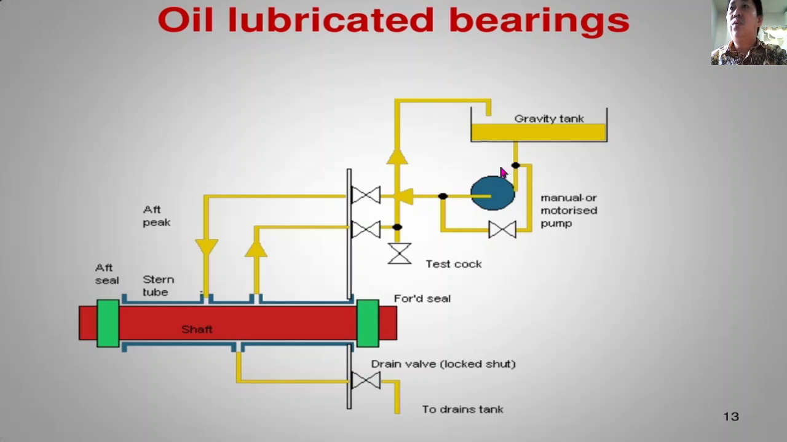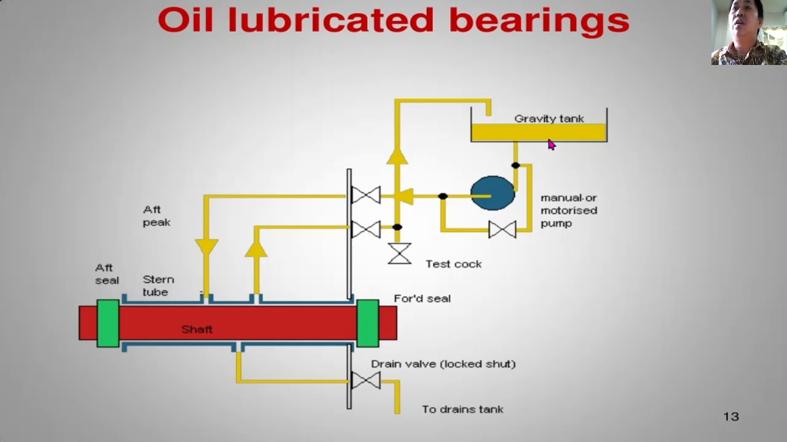Here we have the gravity tank. As I told you a while ago, there is a gravity tank or header tank. This is the oil lubricated bearings. As you can see, you have the aft seal and the forward seal. The aft seal is located outside the engine room, and the forward seal is located inside the engine room. You also have a drain valve to drain the oil during maintenance, to change oil during dry dock. You have the gravity tank, and you also have the manual or motorized pump.